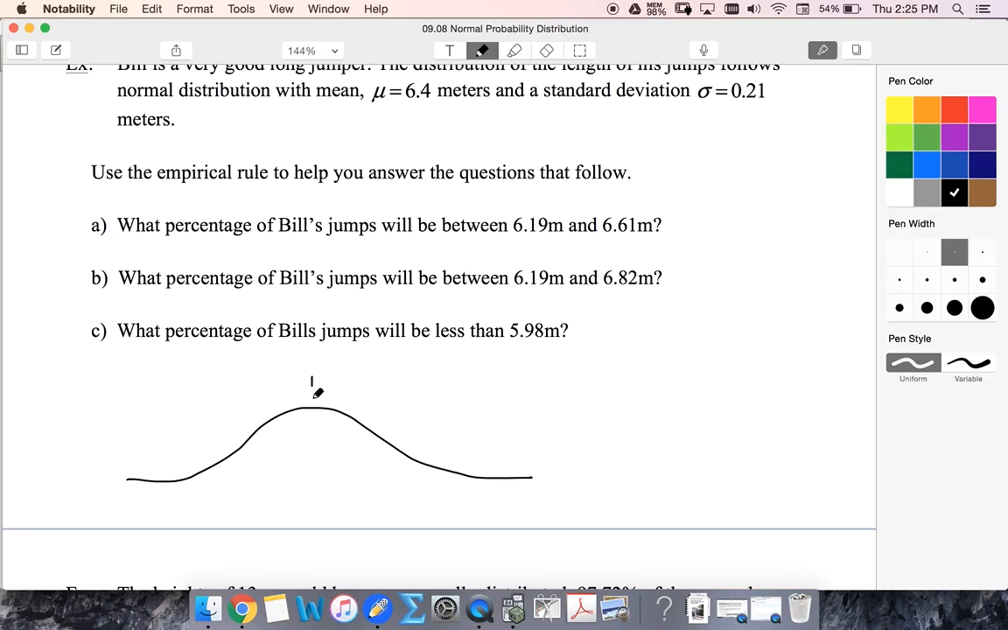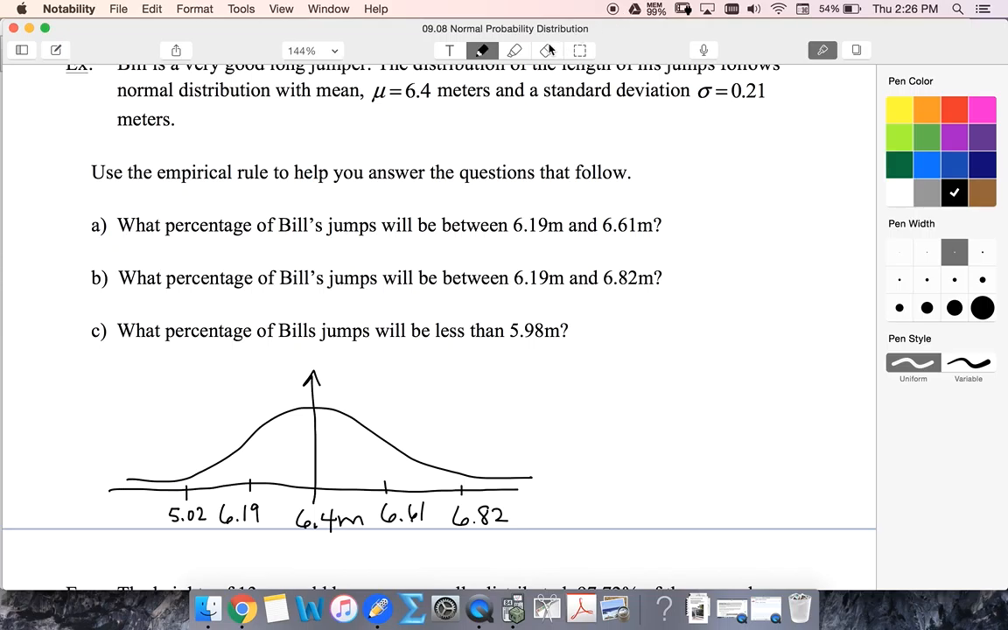It's not too bad. All right, here's my center. So I know that my center is at 6.4 meters. That means my x-axis will be somewhere over here, but let's look at my standard deviation. Standard deviation 0.21, so one standard deviation away, 6.61. One standard deviation this way, 6.19. All right, keep going. Another standard deviation is going to be 6.82, and then that will be 5.02.